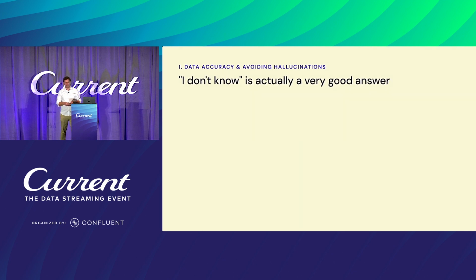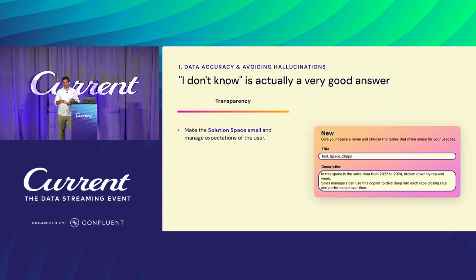So how do you get there? The first thing, I don't know, is actually a very good answer. Because what you should avoid is really like having the Copilot configured in a way that it starts to hallucinate and give you information that doesn't exist or is not plausible in any way. So it's much better to have clear limitations in place and say, I can't help you with this problem, than to lead people in the wrong way. So this is, I think, the most important thing we always start with: getting there by making the solution space small and managing the expectations of the user.